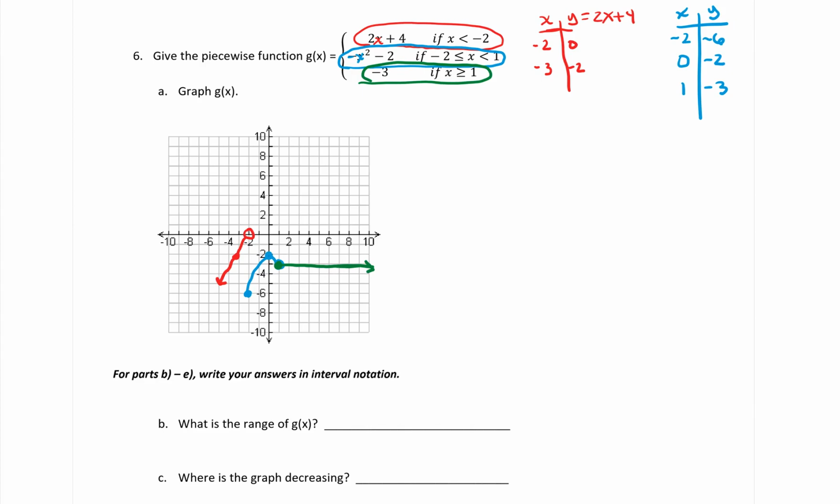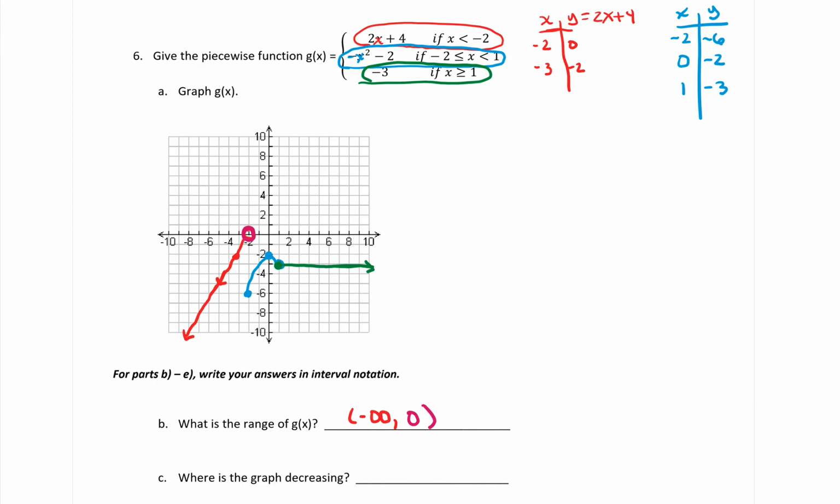If you look at the range, these are all the y values that you're hitting. And this graph here, that first graph that we were plotting, that's going to go down forever. And so we're hitting all the y values from negative infinity. And then it looks like the smallest y value, but we're not including it, is 0 because of the open circle. Where is the graph decreasing?